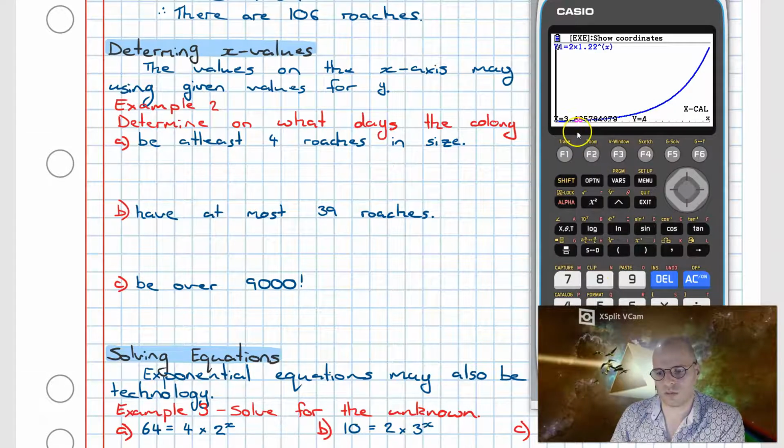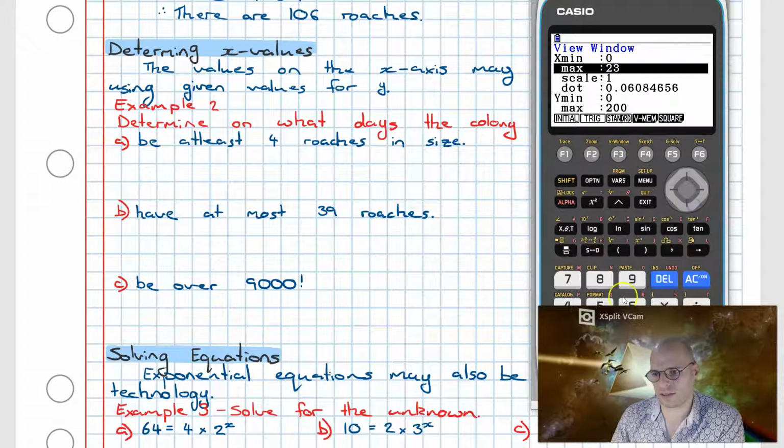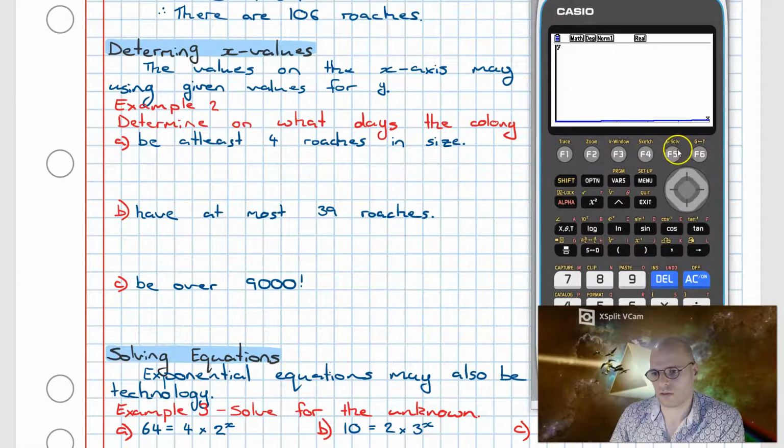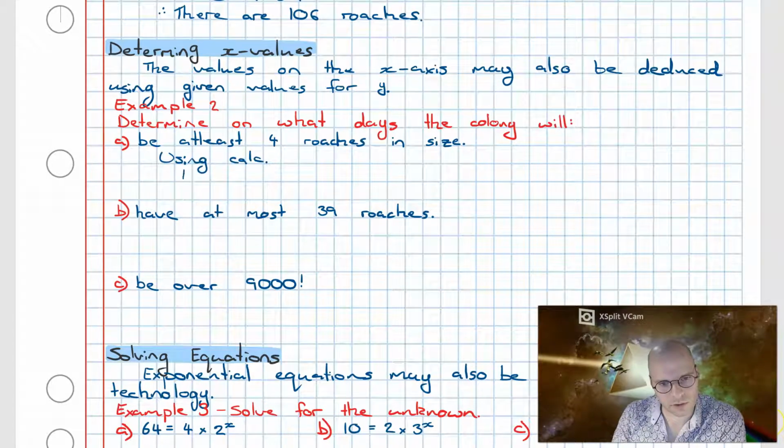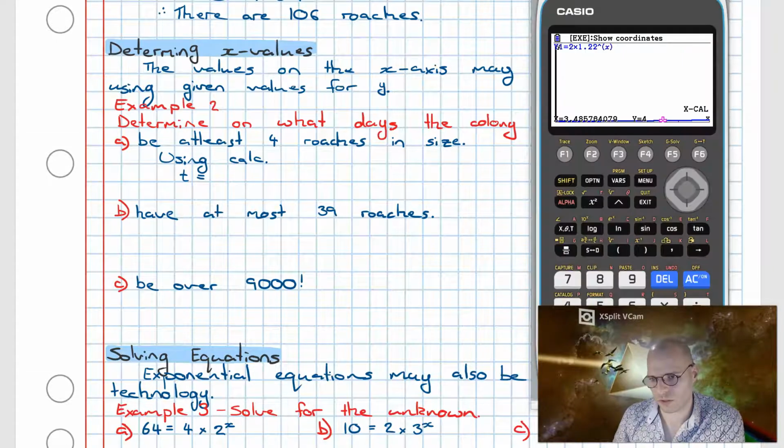Now, annoyingly, what has happened is it's given me a value, but it's blocked by the cursor. So I'm going to change my V-Window so it doesn't get in the way. Go down and I'll change it to at least 5. Running this again, I'm going to go day 4, and now the cursor's out of the way. So when we have a roach population of 4, we're going to be on day 3.485, or let's say 3.5. So we're going to say t equals 3.5.